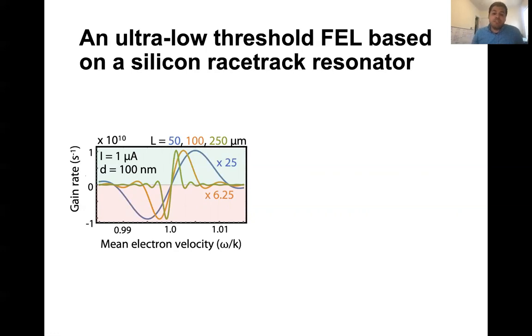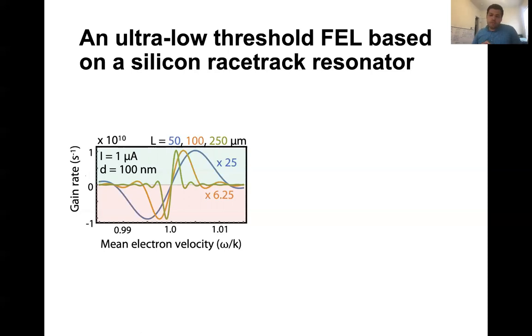What you see is that the gain is much stronger when the interaction length is longer. No surprise, it's quadratic, so the gain for a 250 micron interaction is 25 times larger than for a 50 micron interaction. The gain rate that you can imagine here is something like 10 to the 10 inverse seconds. That means that the gain quality factor is on the order of 10 to the 5, which means that if your Q is over 10 to the 5, then you can get lasing.